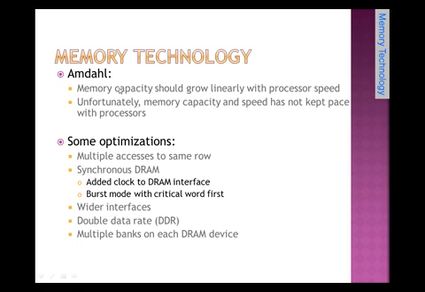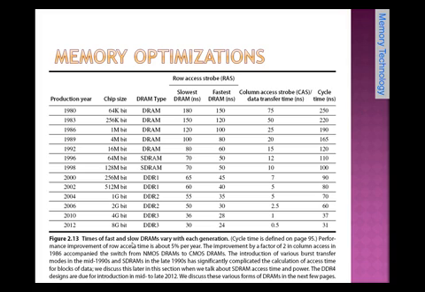Then this is Amdahl's law that we have discussed in the last two classes. Amdahl's law says memory capacity should grow linearly with processor speed. Unfortunately, memory capacity and speed have not kept pace with the processor. Then some optimization techniques are synchronous dynamic RAM, double data rate, that is DDR, and multiple banks on each dynamic RAM device.